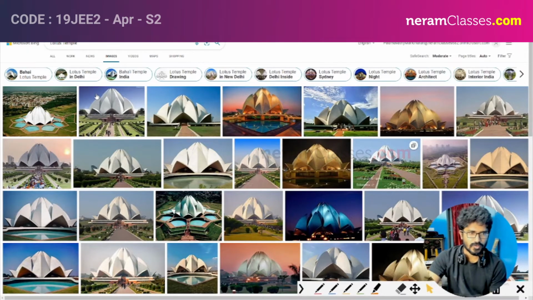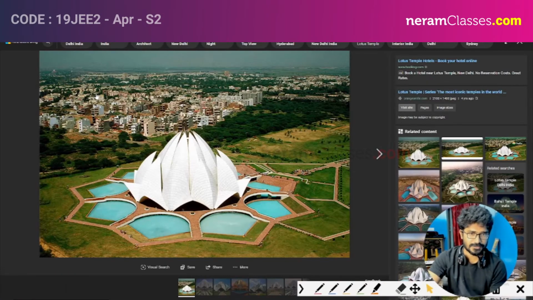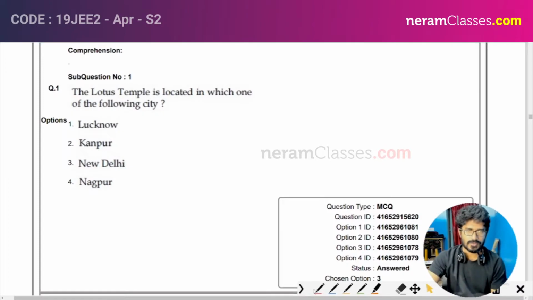So you should also know more details about this, what it is built for. As it is specified, it's a temple, you should know what kind of god is there inside this temple and who is the architect for this. So these kinds of questions you can also expect in the upcoming exams. Okay, so the answer for this question is New Delhi.